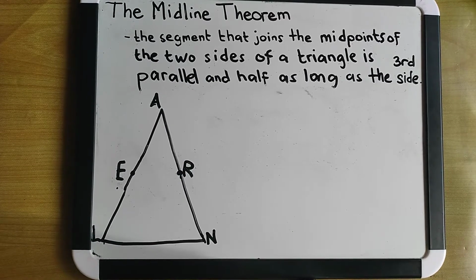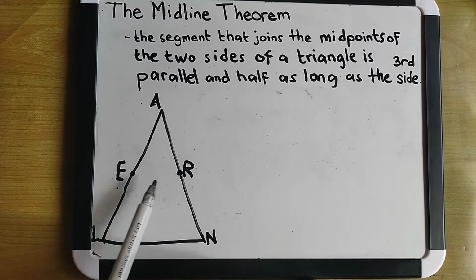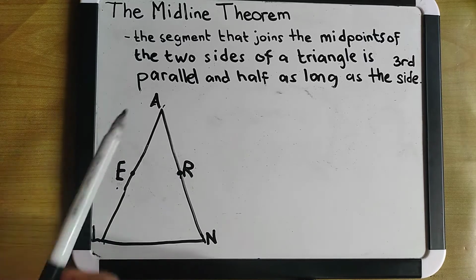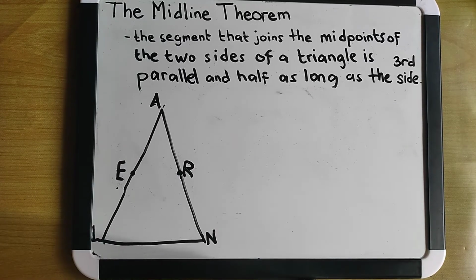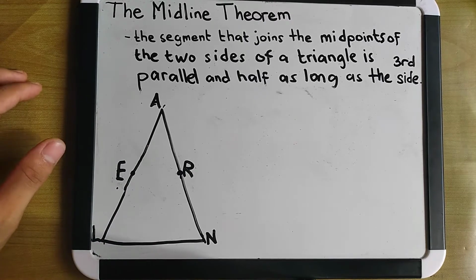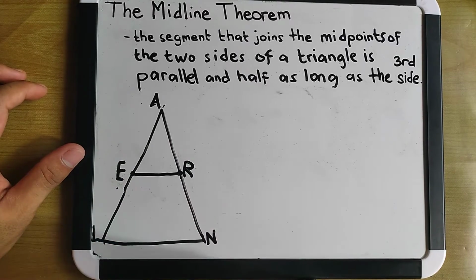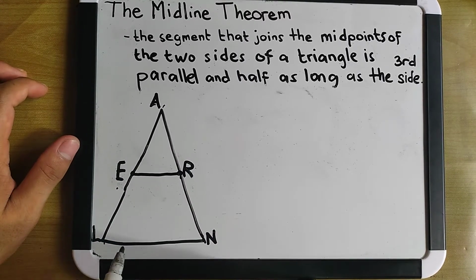We have triangle LAN, and we have the midpoints E and R. Midpoint E is the midpoint of side LA, and midpoint R is the midpoint of side AN. If we join these two midpoints and draw a line segment, we form the mid-segment ER.